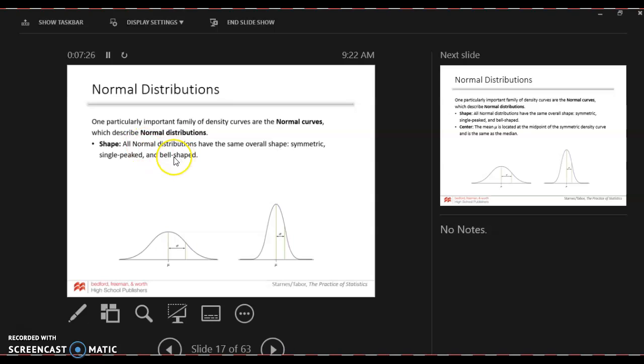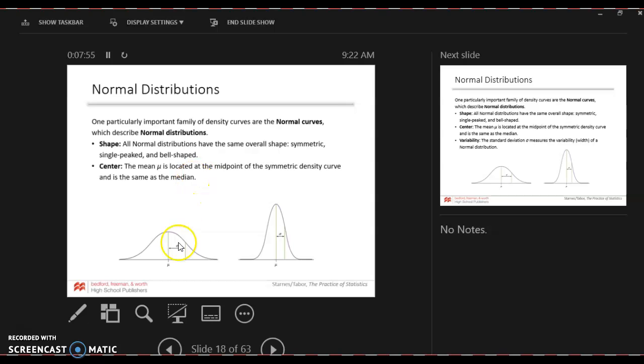So the shape: all normal distributions are symmetric, single-peaked, and bell-shaped, regardless of their spread. Notice both of these curves at the bottom are symmetric, single-peaked, and bell-shaped. It's just that this one is a little more spread, so we expect the standard deviation here to be a little bit bigger. This one is a little narrower, so the standard deviation is a little bit smaller. But in general, their shapes are always this symmetric, single-peaked, bell-shaped curve.